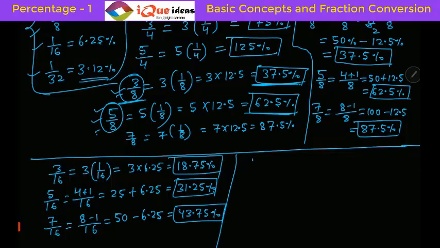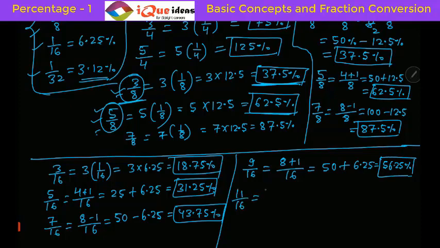Okay. Suppose we have 9 by 16. 9 by 16 will be really easy because it is 8 plus 1 upon 16. 8 by 16 is 50%. Plus 1 by 16 is 6.25. That is 56.25%. Okay. Suppose it is 11 by 16. I hope you can see that it is 8 plus 3 divided by 16. 8 by 16 is 1 by 2, which is 50%. 3 by 16 is 3 into 6.25, that is 18.75. So it is 50 plus 18.75, 68.75%.